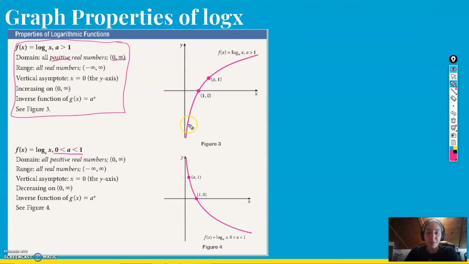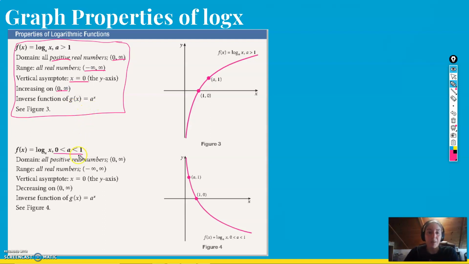The range, we do go all the way down to negative infinity, and this will eventually rise all the way up to positive infinity. So the range is negative infinity to infinity. For the parent graph, the vertical asymptote is at x equals 0, or the y-axis. It gets really, really close, but never touches. It's increasing the entire time, so we don't have a bunch of bumps like we did in polynomials. And the inverse function is the exponential a to the x.